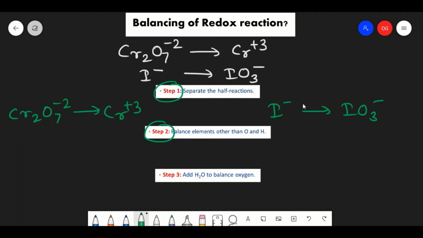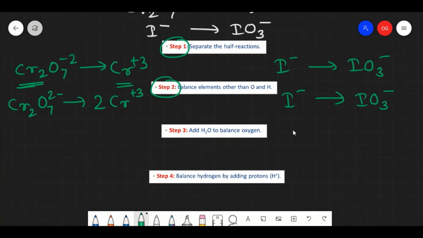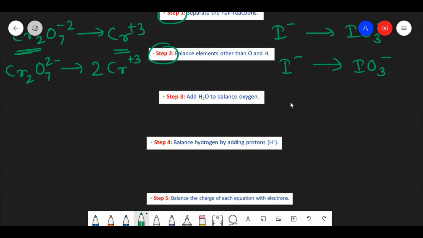So here, other than oxygen, I have this Cr that I have to balance. I see two Cr, that is chromium, on this side and one chromium on this side. So that means I have to put 2 over here. Now, other than oxygen and hydrogen, I have only iodine, one iodine on the left hand side and one iodine on the right hand side, so they are already balanced, so I'm not doing anything extra over there.